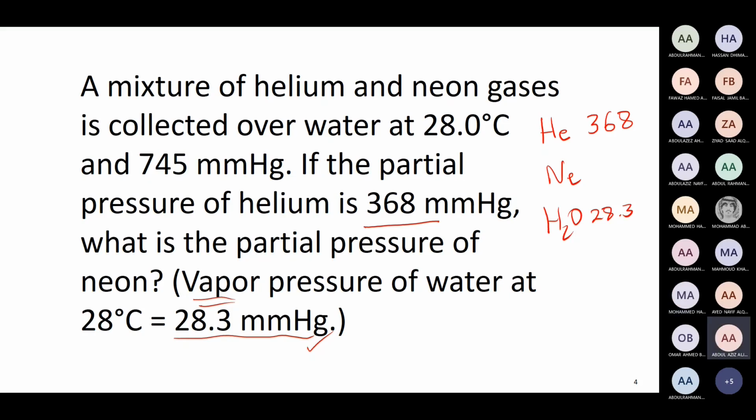348.7. How? By using P total is equal to P1 plus P2 plus P3. Exactly. The first thing you must calculate is P total. How can you calculate P total? We have partial pressure for the neon plus partial pressure for the helium and partial pressure for what?